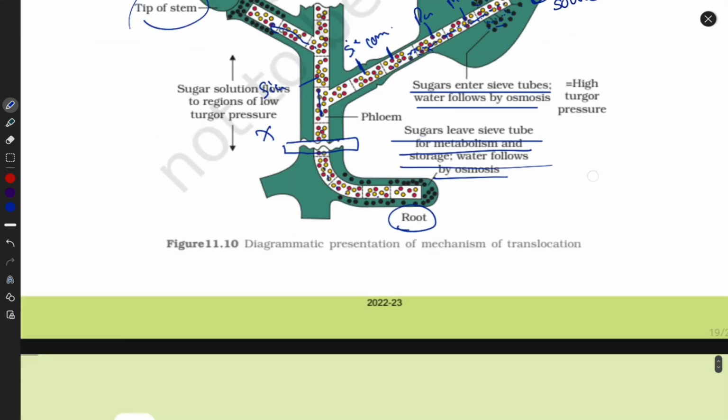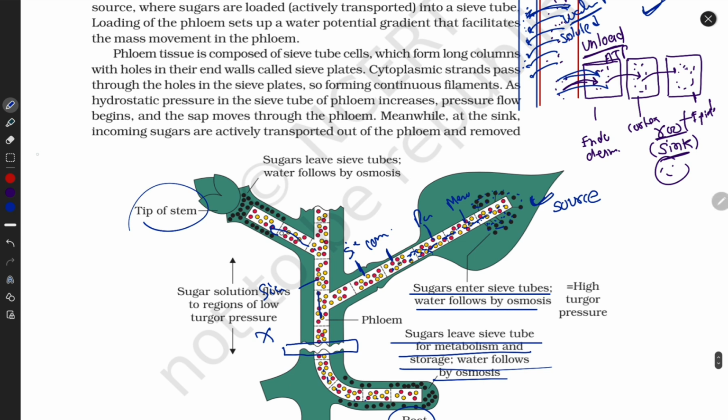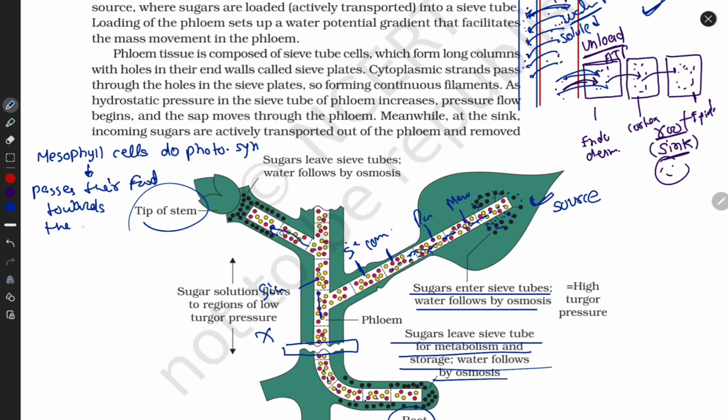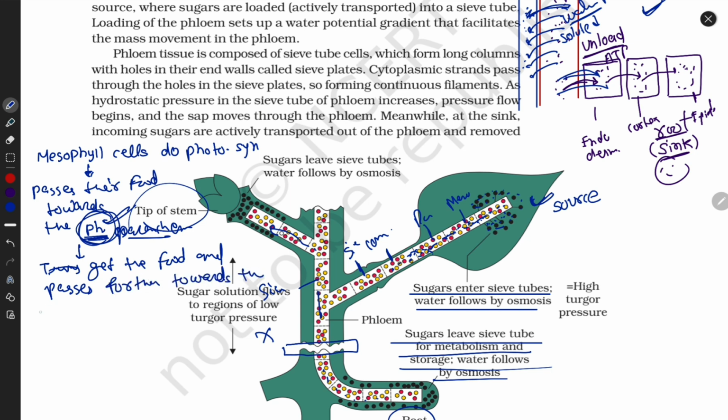I'm making a flow chart for you. Okay, mesophyll cells do photosynthesis. They pass their food towards the phloem parenchyma. Why phloem parenchyma? Because phloem is responsible for transporting the food. Here there is no role of xylem, guys, because phloem transports food. So here all the responsibility is taken by phloem and its parts. So phloem parenchyma gets the food and passes it further towards the companion cell.